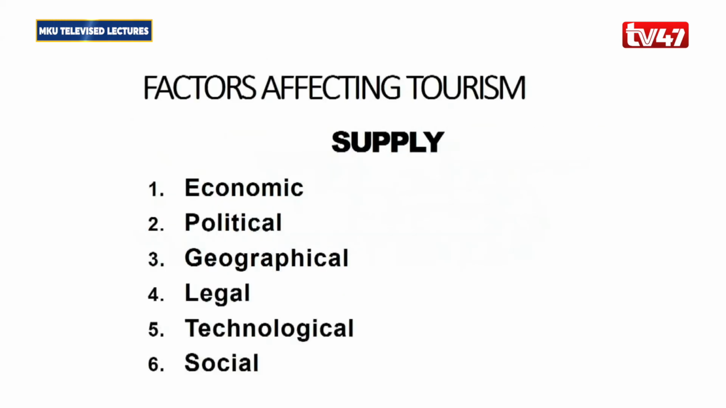So what factors affect tourism supply? We take note of 6 of them. Tourism supply is affected by the economic factors, political factors, geographical factors, legal factors, technological factors, and social factors.